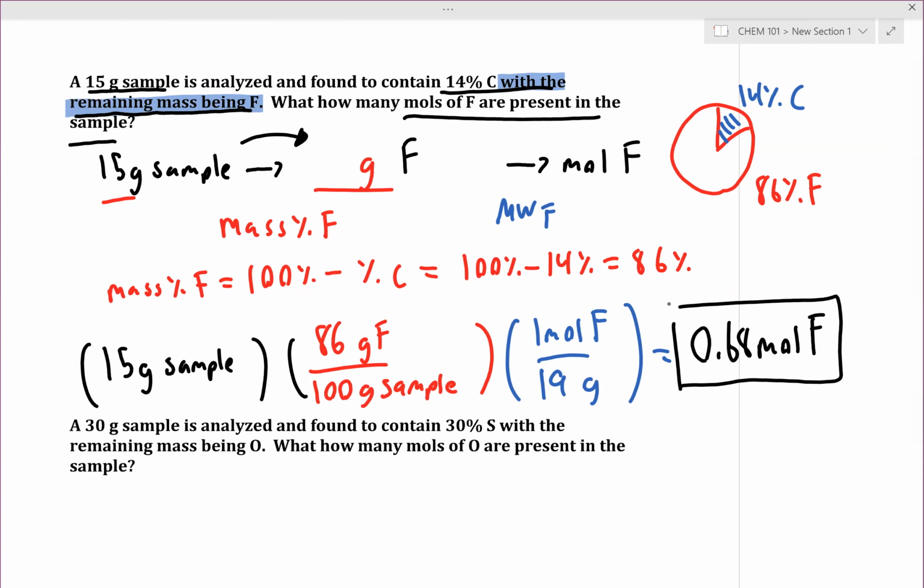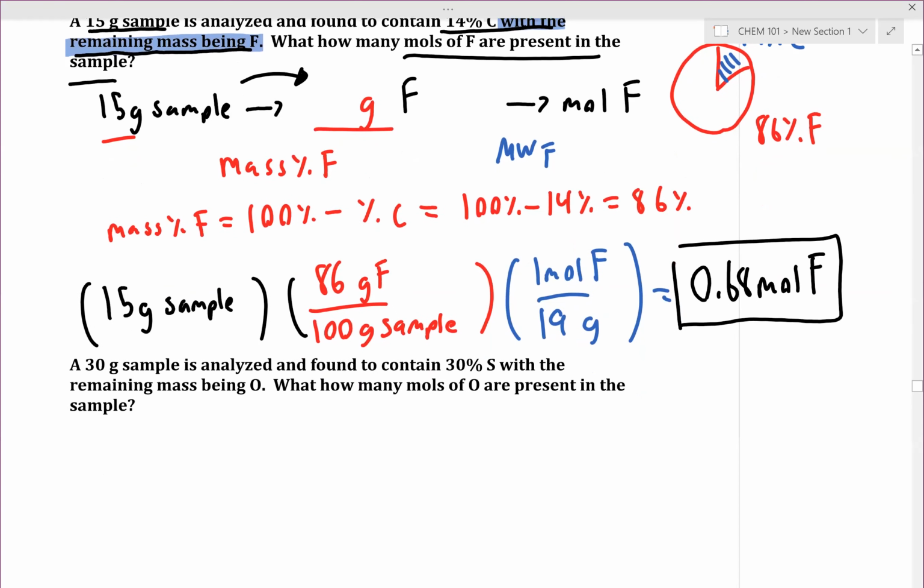Okay. So what I want you now to do is to tackle a similar problem involving percent composition and remaining mass. A 30-gram sample is analyzed and found to contain 30% sulfur, with the remaining mass being oxygen. I want you to tell me how many moles of oxygen are present in the sample.